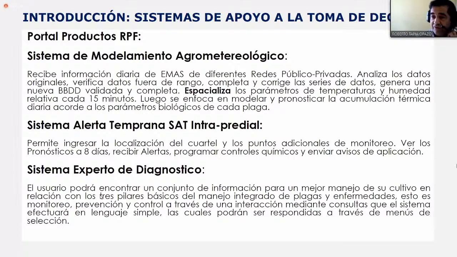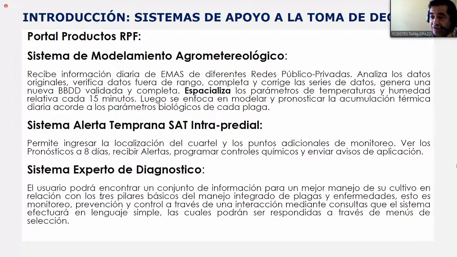It forecasts daily thermal accumulation following biological parameters for each pest. The early warning system, SAT, is inside each of the fields, and it allows us to locate the site, the same species, variety, and management, and additional monitoring points. It also creates forecasts for 8 days.